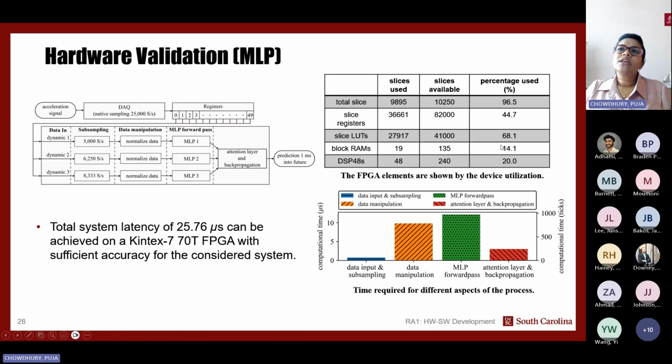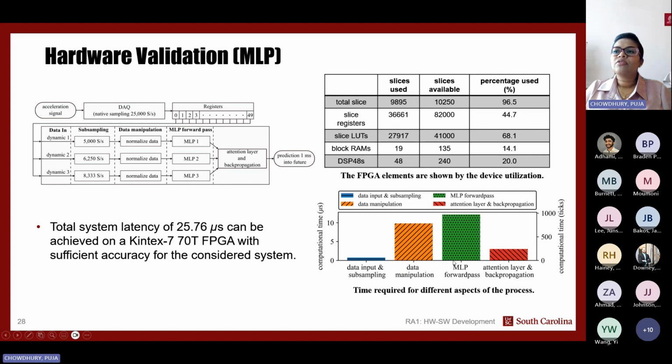In the table, we can see how much device utilization happens in the FPGA. It's around 96.5 thousand for the device utilization. For the time requirement of the different specs, we can see that for the total system, a latency of around 25.76 microseconds is achieved. In this figure, the time required for the different stages of the process can also be seen.